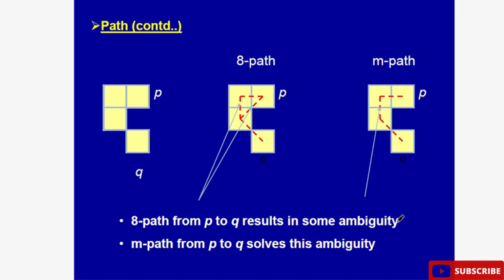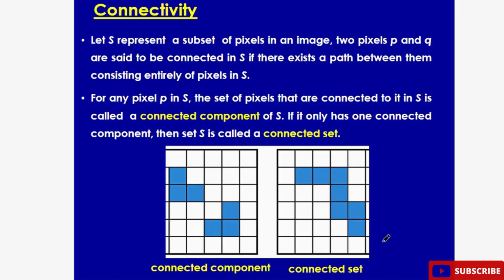Here also you have 8-path and m-path. 8-path gives ambiguity and m-path resolves that ambiguity. Now we'll define the connectivity. What is this connectivity? Let S represent a subset of pixels in an image. Take this total image, and S represents a subset of pixels. Let us take this as S.